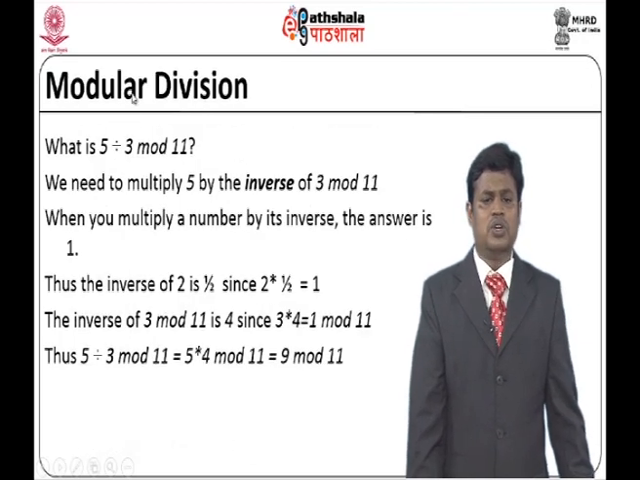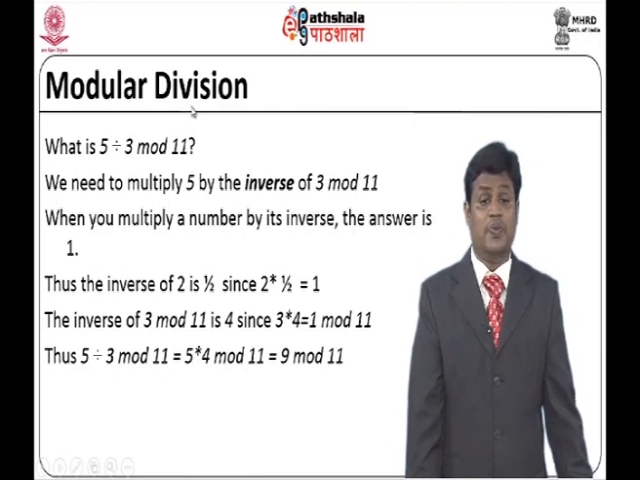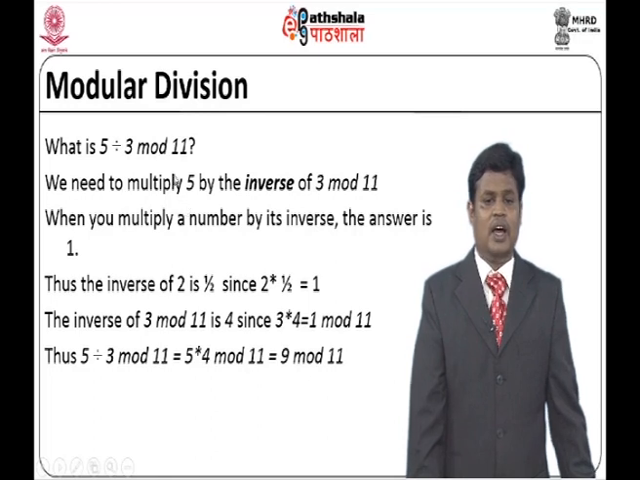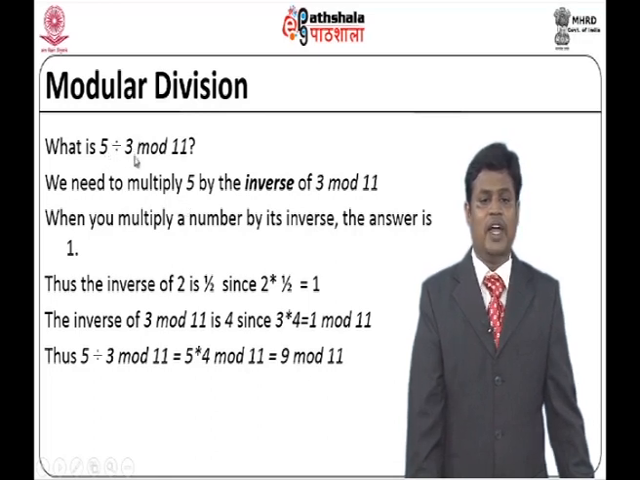Similarly we can also do modular division, but division is somewhat different. We call that an inverse. For example, 5 divided by 3 mod 11. So we say that 5 is multiplied by the inverse of 3 mod 11. That means when I multiply, I should get 1. Already we have discussed in the case of algebraic structures, one property called inverse. Whenever I perform an operation, I should get the identity element. Then I can say that one number is the inverse of the other.